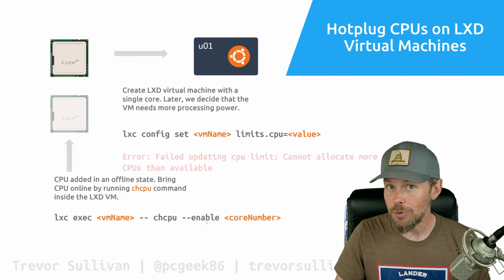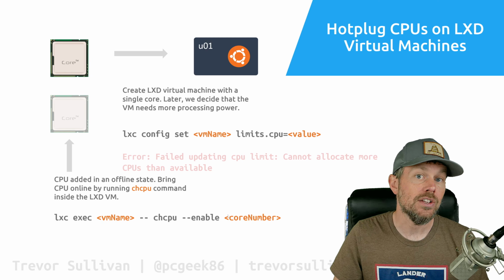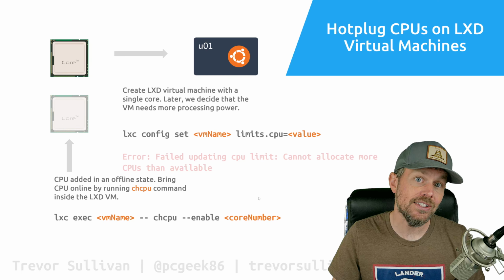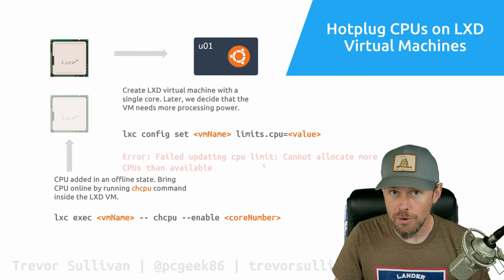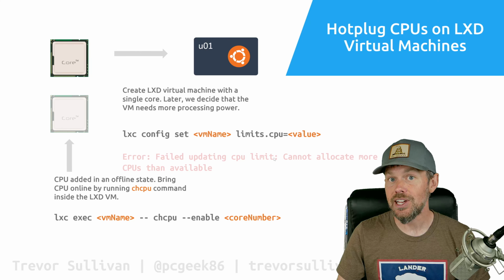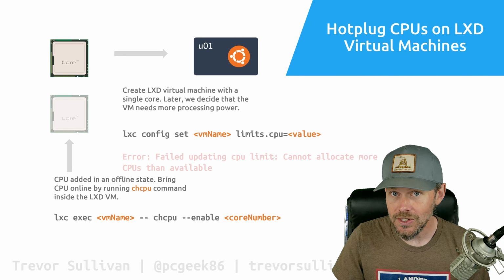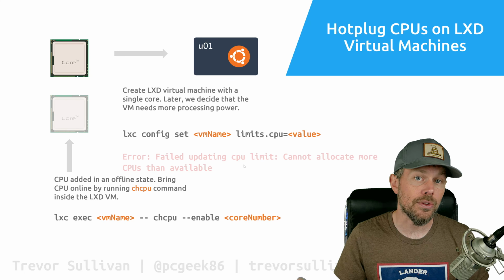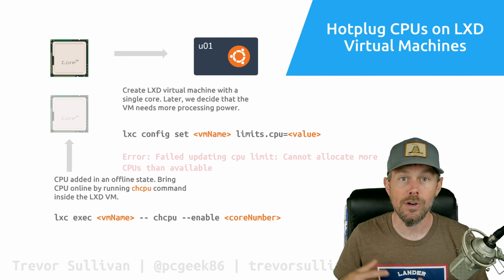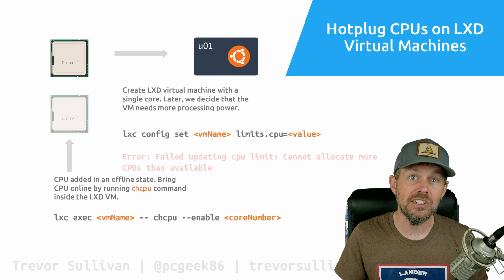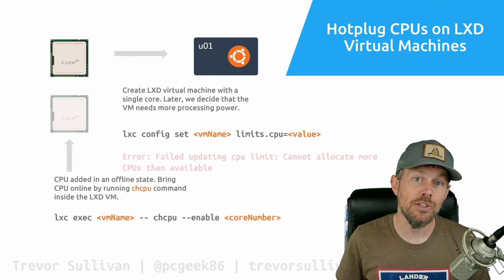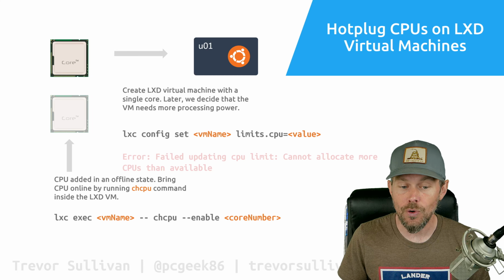Then we use this enable parameter to specify which CPU core number on the guest VM we want to bring online. And then once again, to validate that the CPU has been brought online, we can either use the lscpu command, or we could use another type of utility like htop, or my personal favorite, which is btop, to ensure that that CPU is actually functioning correctly.